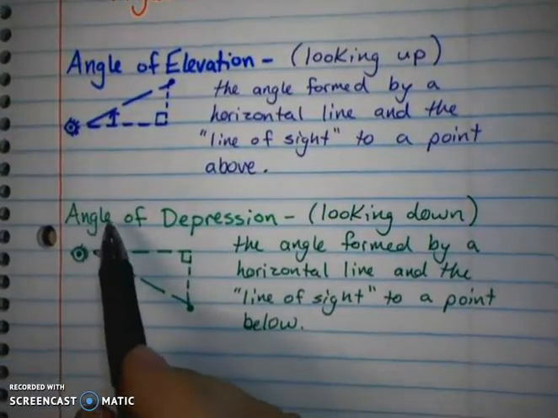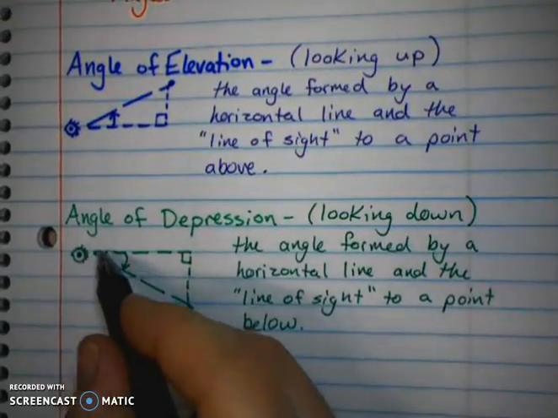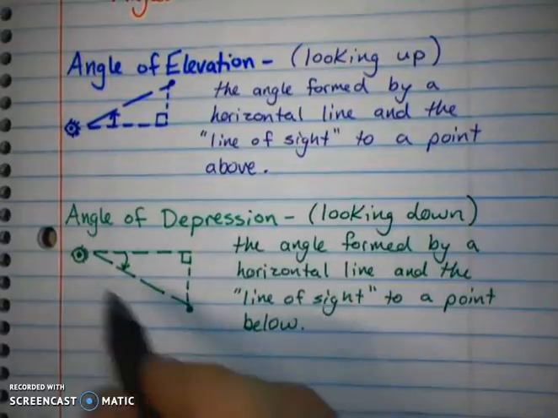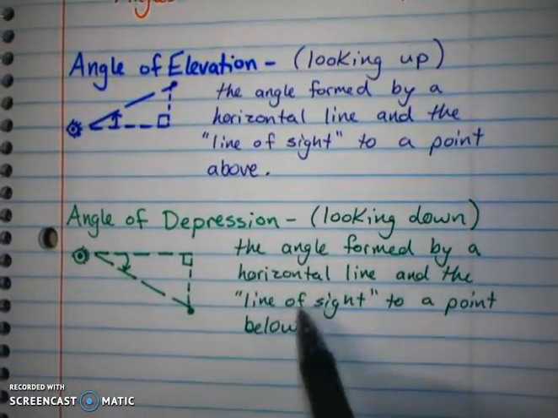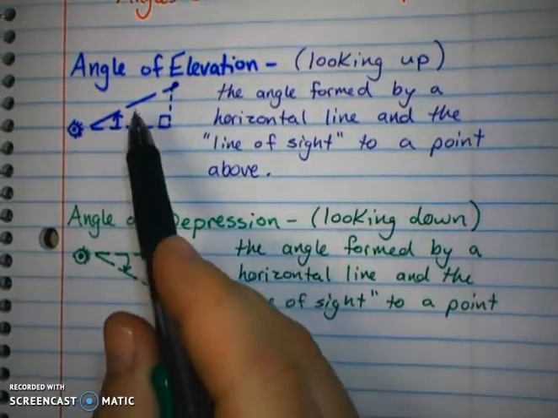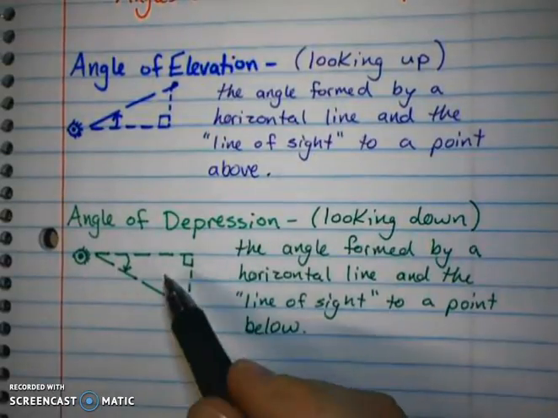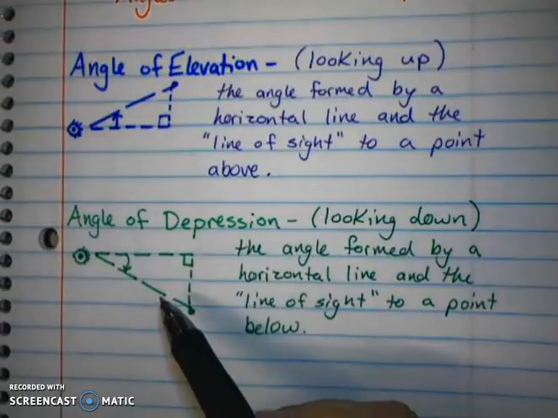And an angle of depression is formed when we are looking down. So if we take our horizontal and we look down to a point below that horizontal line, we get an angle of depression. It's the angle formed by a horizontal line and the line of sight to a point below. So angles of elevation, looking up; angle of depression, looking down. In a lot of the situations we have, you will have both an angle of elevation from one point of view and an angle of depression from another point of view. So I'm going to give you an example that illustrates that.